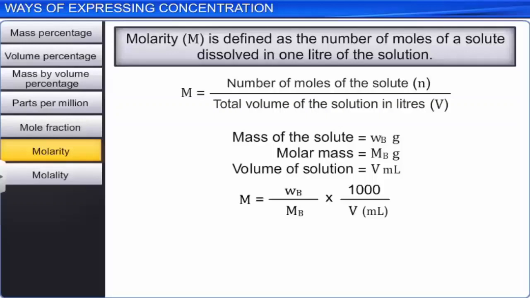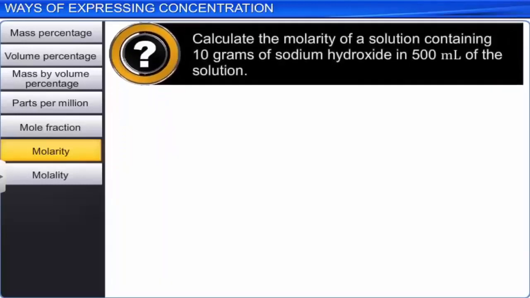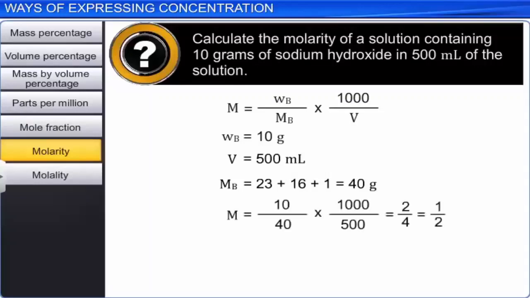Calculate the molarity of a solution containing 10 grams of sodium hydroxide in 500 ml of the solution. The first step is to write the formula for molarity. Then, list the given variables. That is, Wb is equal to 10 grams, V is equal to 500 ml, molar mass Mb for sodium hydroxide is 40 grams per mole. Now, substituting the values in the formula and solving it, we get M is equal to 0.5 moles per liter.